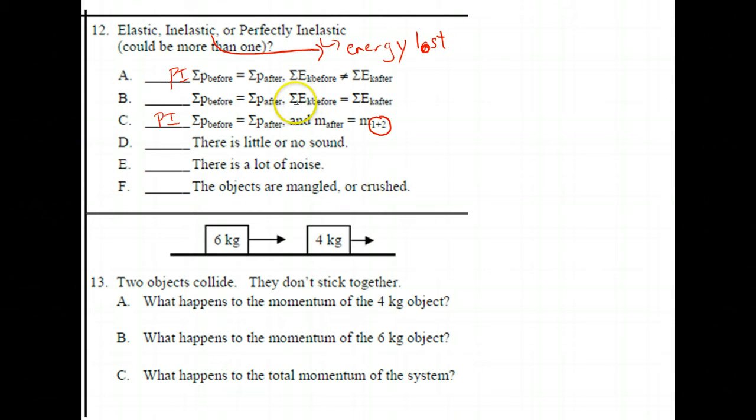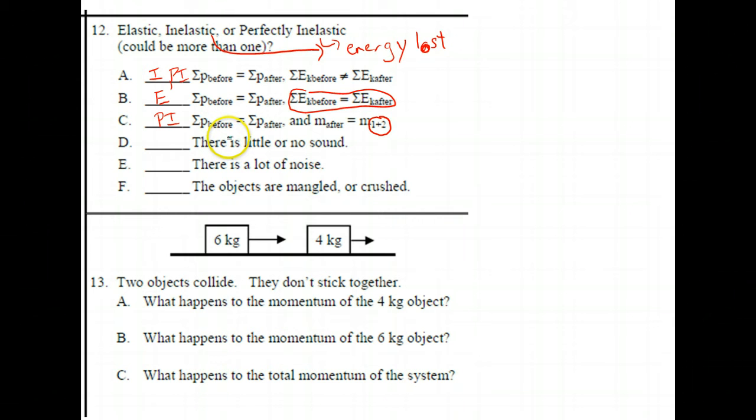So guess what, we look at B? Could B be inelastic or perfectly inelastic? No, because the energy is not lost, it's the same before and after. So this has to be only elastic. All right. A could be either inelastic or perfectly inelastic. That could be either or.